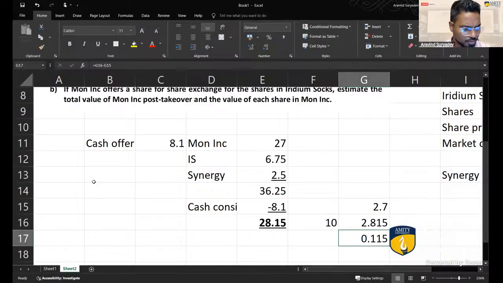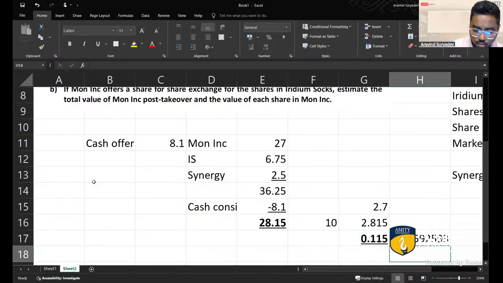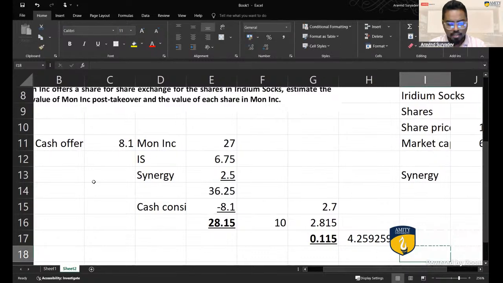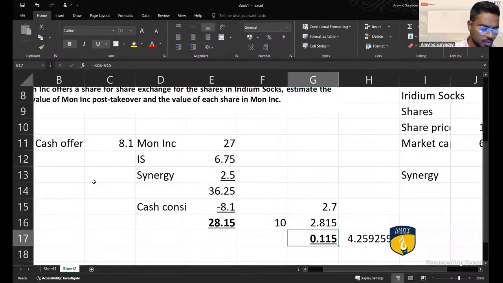1.15 is all that the increase is, because it's 2.815 per share. This is the increase. If you take that as a percentage, divide by the old price and multiply by 100 to find the rate of increase, the growth is 4.25% if you calculate it for Mon Incorporated shareholders.